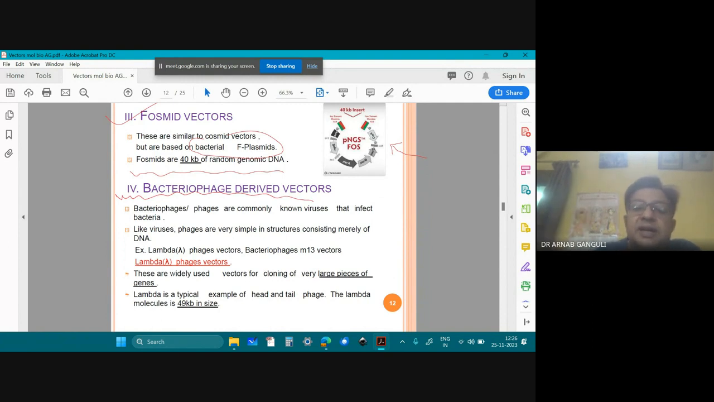They are commonly phage vectors that infect bacteria. They are bacteriophage, like lambda phage vector. It has a head and tail, and you can put something like 49 KB inside. In plasmid vectors, not greater than 15 KB, but here this is 49 KB. So in bacteriophage vectors, the capacity of insert size has increased.